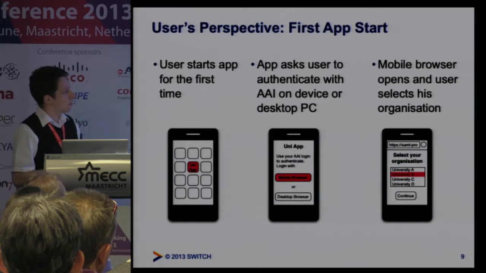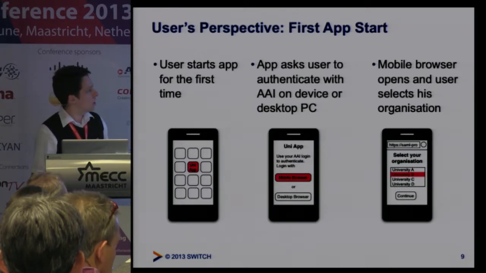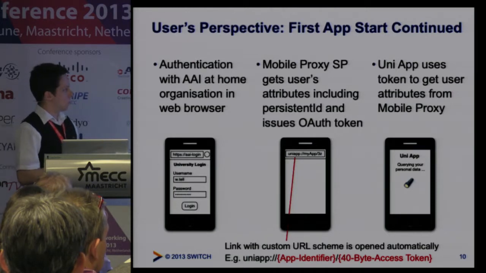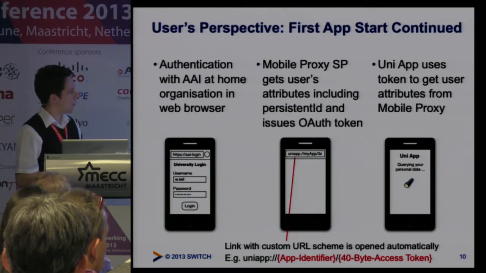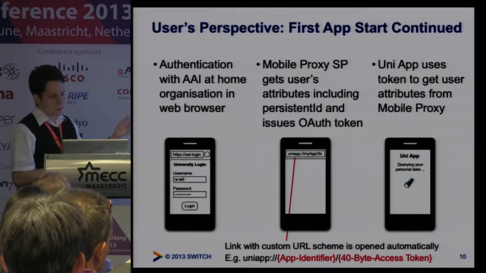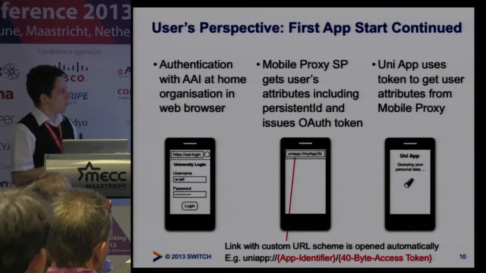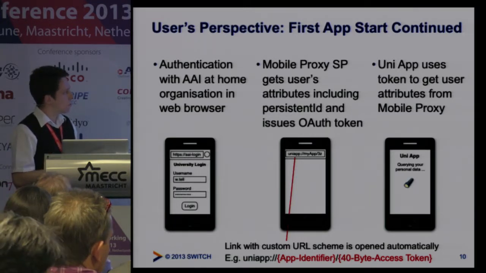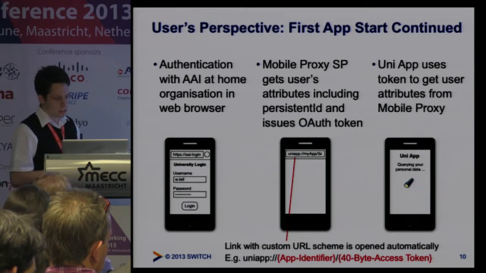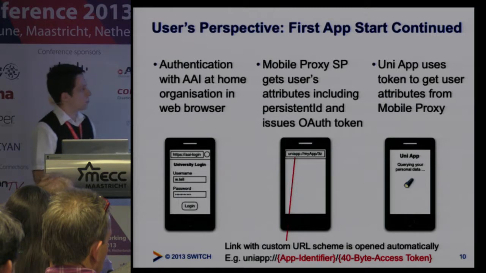He's directly redirected to a discovery service where he chooses his home organization. And then in the following, he's redirected from the discovery service to the login page of his home organization. He authenticates there. And after authentication happens something interesting, because he's redirected back to the protected page on the mobile proxy that now has the user's persistent identifier, or eduPersonTargetedID. And this page then makes a redirect via JavaScript to a custom URL scheme URL that looks about like this. This custom URL scheme will again open the app that the user initially started, and it will also provide the app with the OAuth access token.